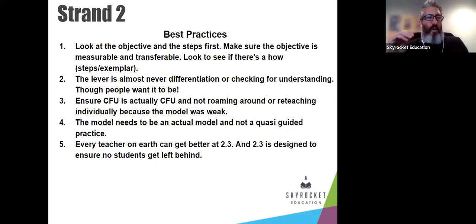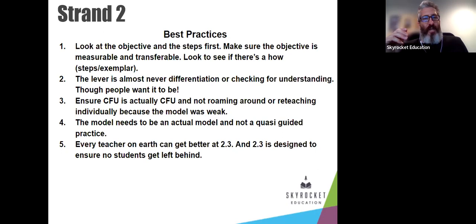So it's usually 2.1, 2.2, often 2.3, sometimes 2.6. And sure, checking for understanding is actually checking for understanding. Sometimes folks will roam around the room, as I mentioned earlier, not really looking at what kids are producing. If there's no how, if there are no steps, it's almost impossible to actually check for understanding, because what would we be looking for?